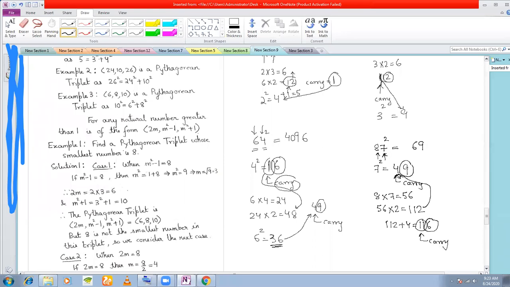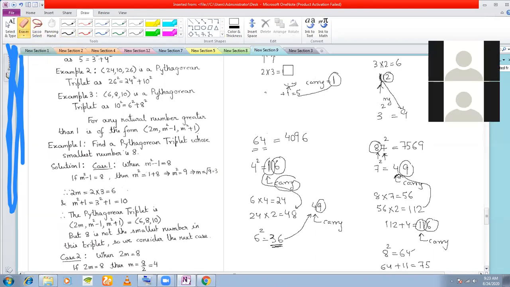Okay. Next, I square this 8 to get 64. Now what I do is I had 11 as my carry. So I add 11 to 64 to get 75. And I write 75. Okay. So go through this technique and practice it. If you don't practice, it's no point learning this technique.